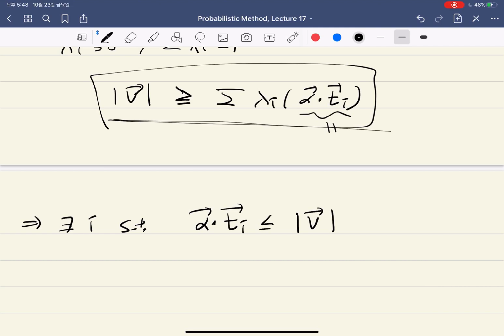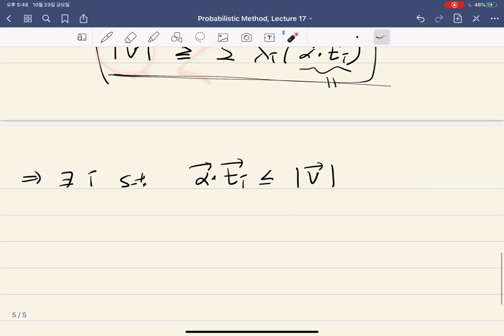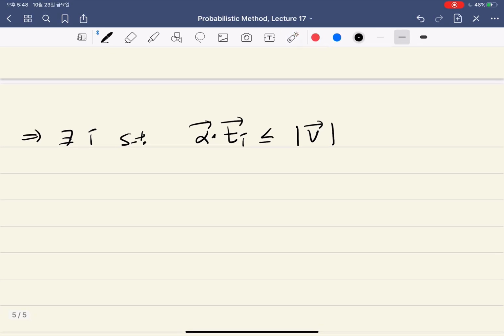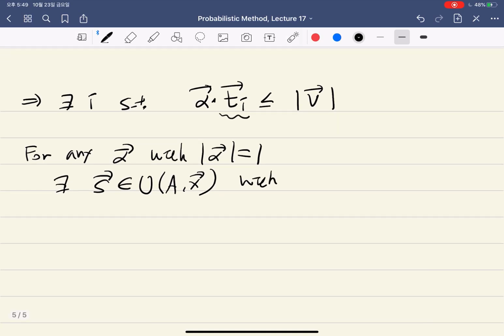the norm of B. Because otherwise, if this is strictly bigger than this for all I, then this has all value bigger than V, bigger than this. And then you take the weighted average, then it should be bigger than left hand side, which is contradiction. So there should be at least one such I. Then what does it mean? It means for any alpha, which is unit vector, there exists some points in U with, so this and this are the same vector, and it satisfies this condition.